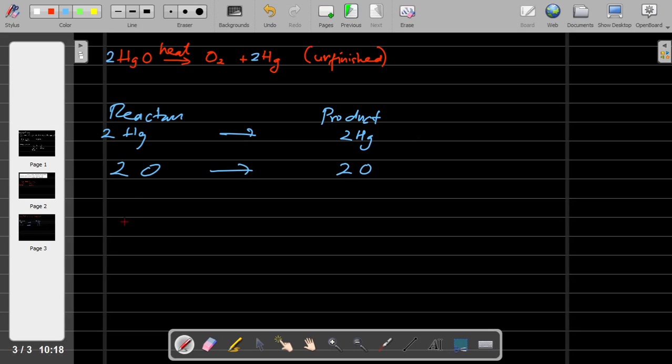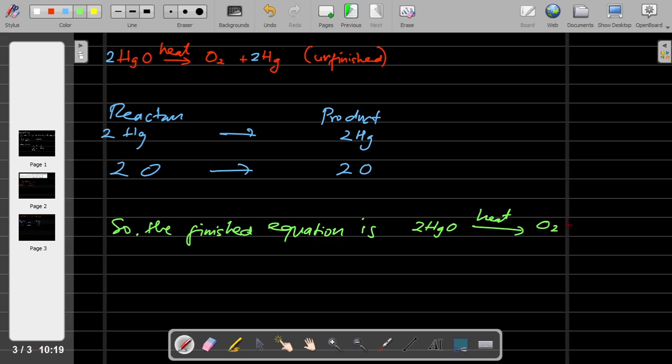So the finished equation is, I will write it down here: 2HgO, then heat will produce 1 compound of oxygen plus 2 atoms of mercury. So this is the finished equation.